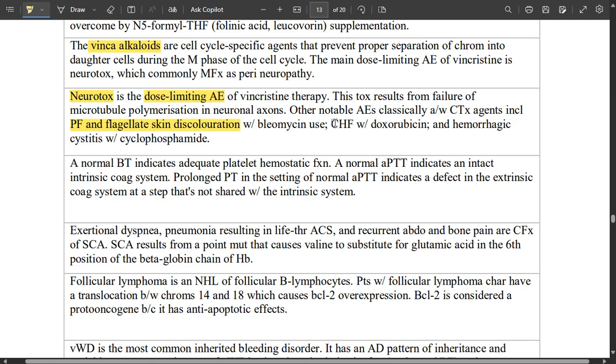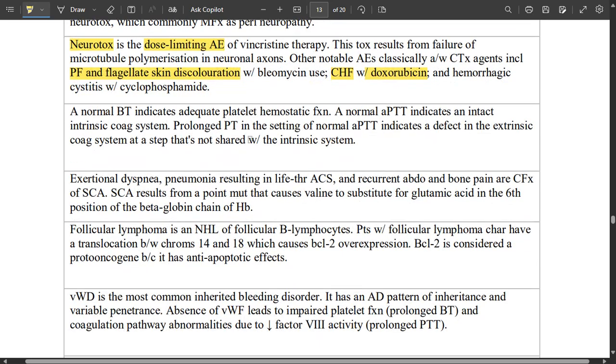Bleomycin is actually an antibiotic, an antimicrobial compound that can be used as a chemotherapeutic agent as well, but it causes dangerous pulmonary fibrosis and flagellate skin discoloration. Congestive heart failure occurs with doxorubicin, and hemorrhagic cystitis occurs with cyclophosphamide.